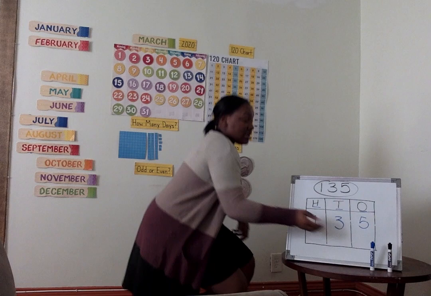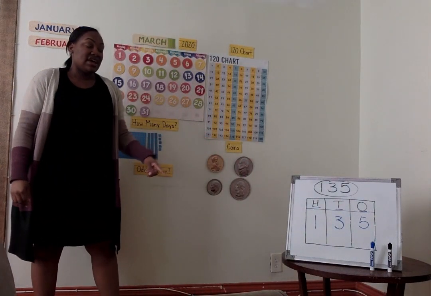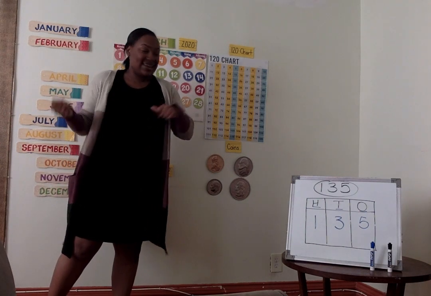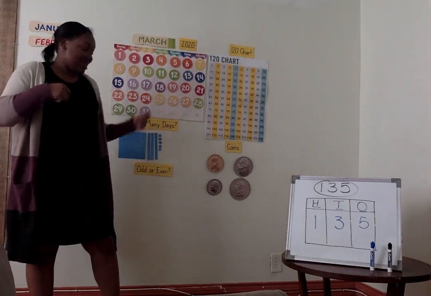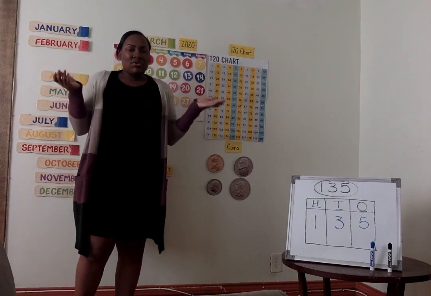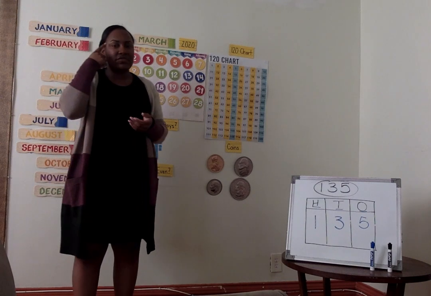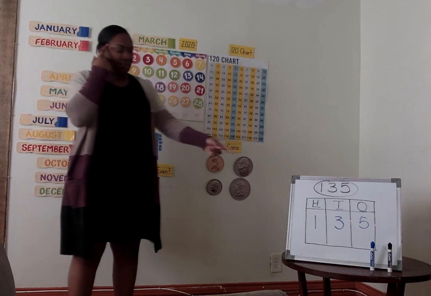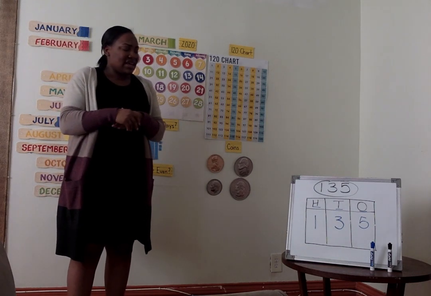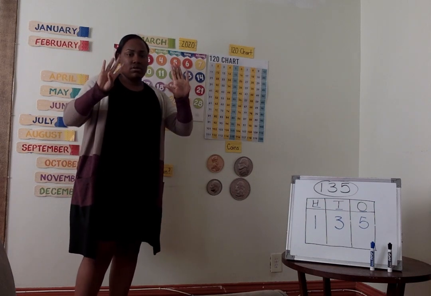Great. Now that we know that the number of days we've been to school is 135, I need to know something. Hands up. Is it odd or even? Is the number 135 odd or even? And how do you know? Think about it for 10 quiet seconds. Look at the number. Is the number 135 odd or even? And how do I know? 10 more seconds, counting down.